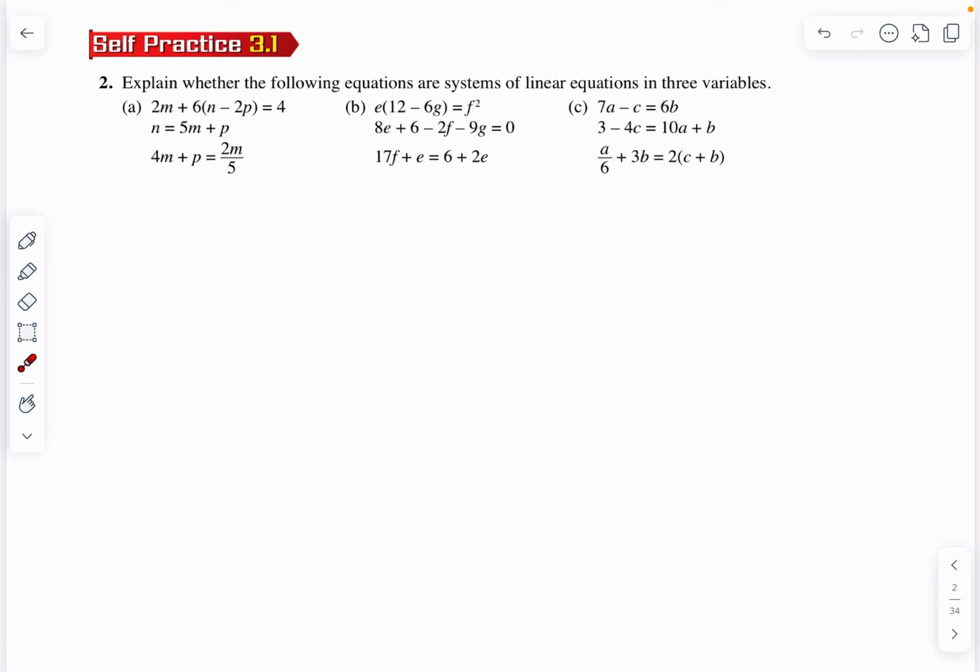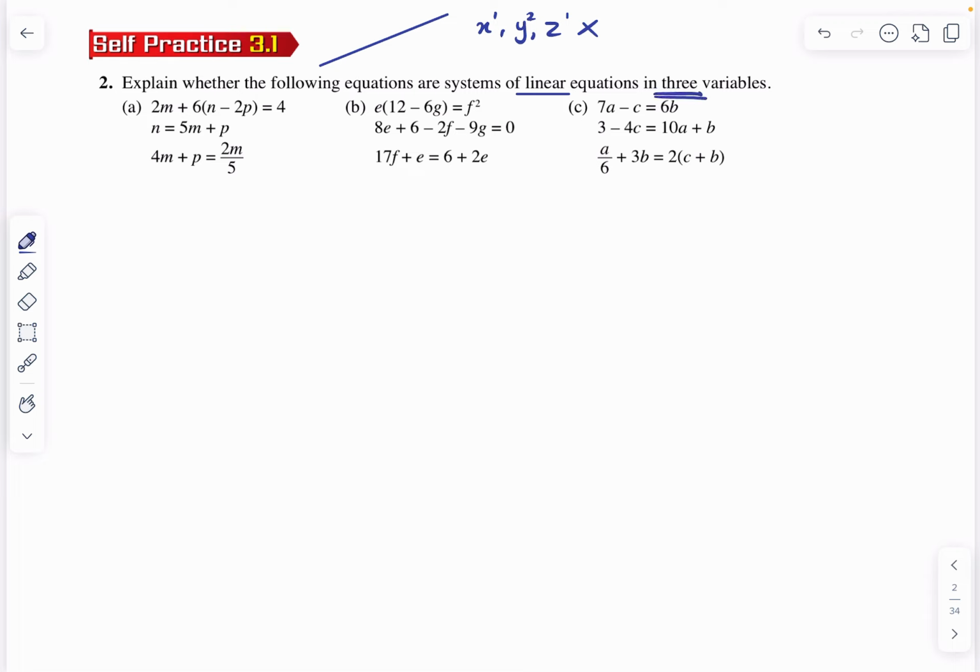Question 2. Explain whether the following equations are a system of linear equations in 3 variables. Okay, linear equation means equation of a straight line. Equation of a straight line means all the unknowns must have power 1 only. If you have power 2, that means it's not a linear equation. It will be a quadratic equation and so on.